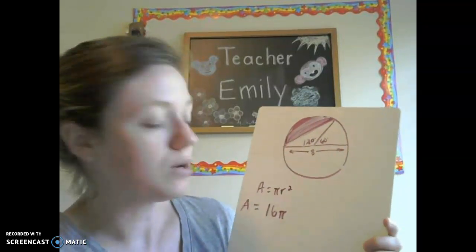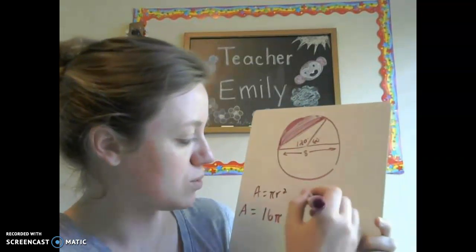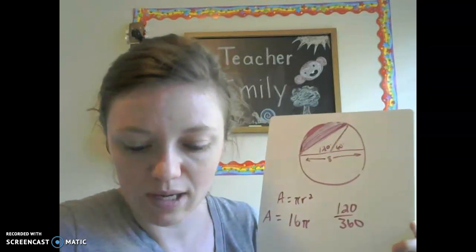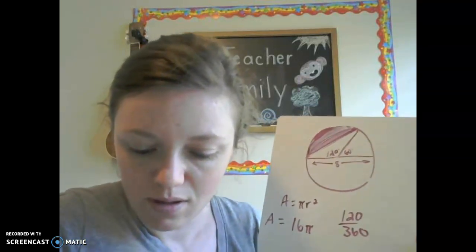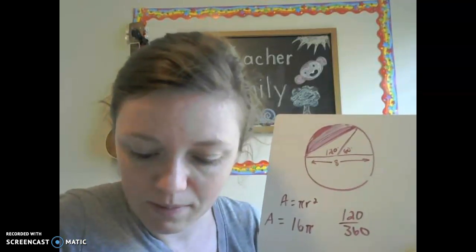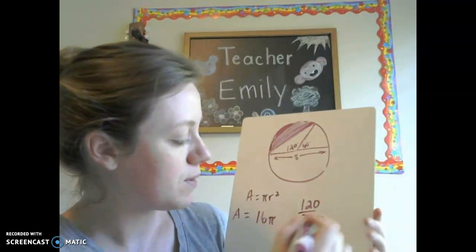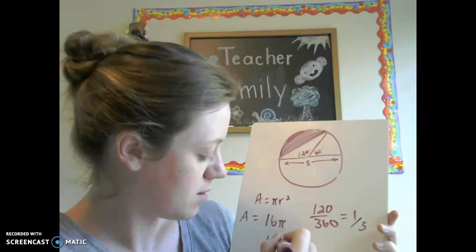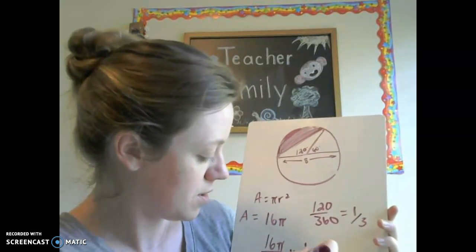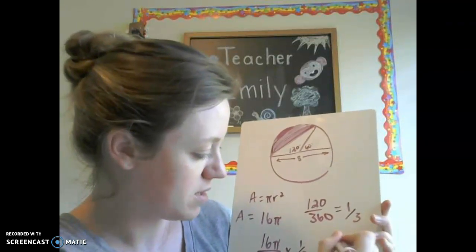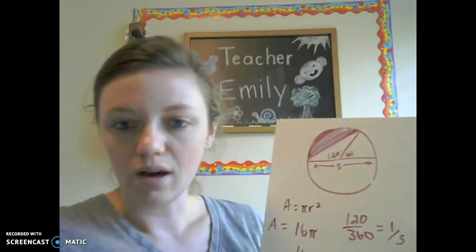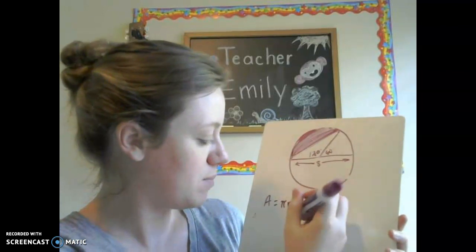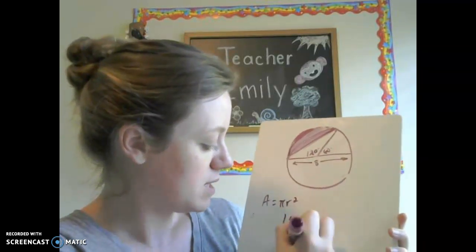All right, so 120 of 360 as the total, so 120 divided by 360. I actually don't know that off the top of my head, but I think it's 1/3. Yes, 120 divided by 360 is 1/3. So we need to take 16 pi times 1/3, which is 16 pi divided by 3. That's the area of this pizza slice.